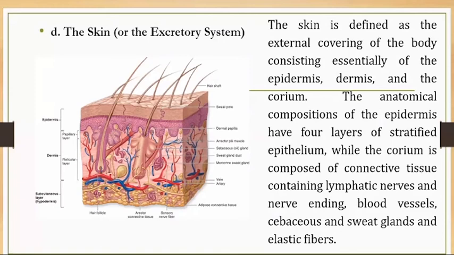So here, the parts of the skin, I know you are familiar with that already. It is defined as the external covering of the body, consisting essentially of the epidermis, the dermis, and corium. Those are the parts of the skin, where yung pinakang taas, and then meron tayong middle, and then meron tayong pinakang bottom niyan. The anatomical composition of epidermis has 4 layers of stratified epithelium, where the corium is composed of connective tissue containing lymphatic nerves and nerve endings, blood vessels, sebaceous and sweat glands, and elastic fiber.